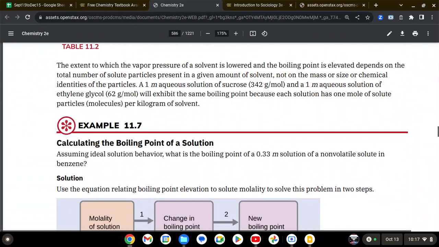The extent to which the vapor pressure of a solvent is lowered and the boiling point is elevated depends on the total number of solute particles present in a given amount of solvent, not on the mass or size or chemical identities of the particles. A 1 molal aqueous solution of sucrose and a 1 molal aqueous solution of ethylene glycol will exhibit the same boiling point because each solution has 1 mole of solute particles per kilogram of solvent.